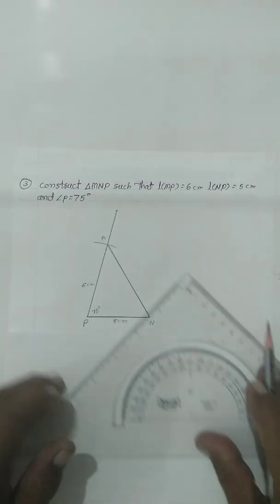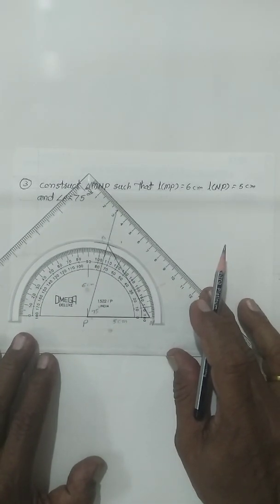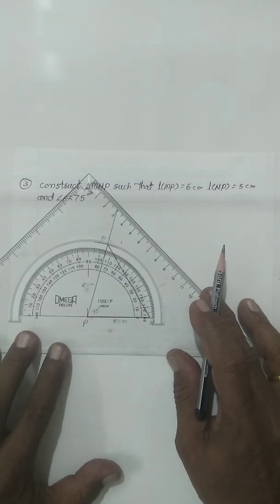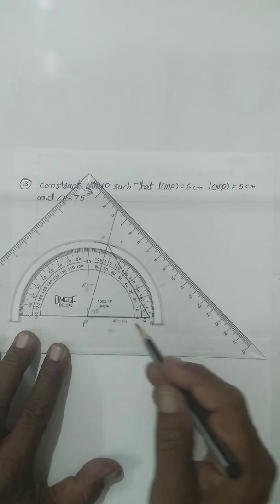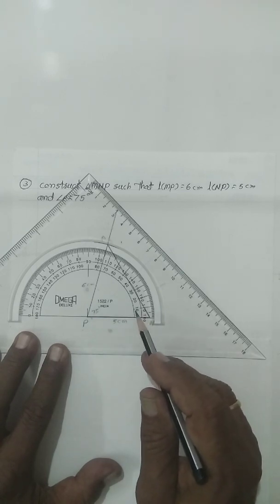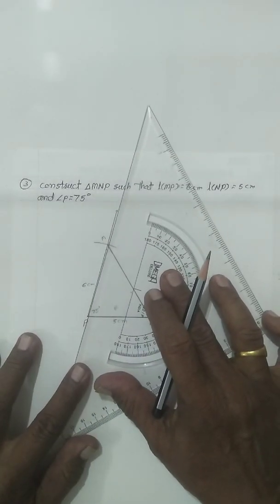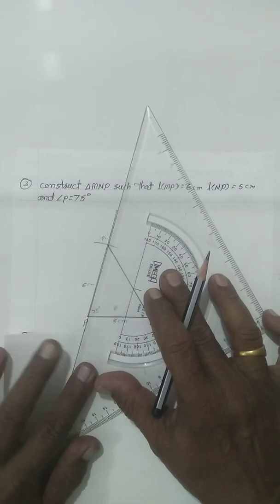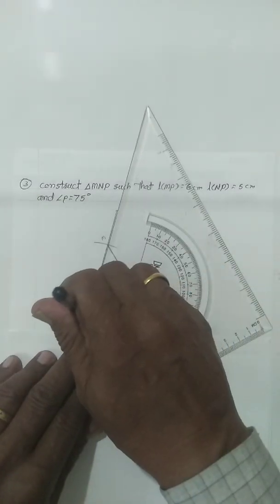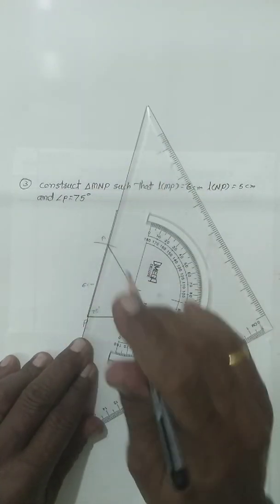Then put the protractor at point P, because the measure of angle P is equal to 75 degree. So see the zero line, then measure the reading 0, 10, 20, in this way 75. Then draw the ray which started from the point P. This ray makes an angle of 75 degree at point P.